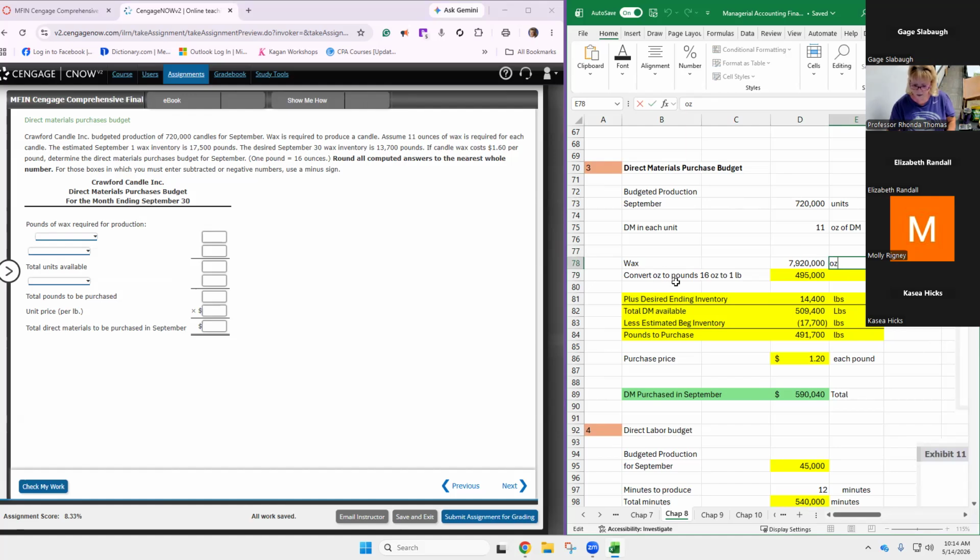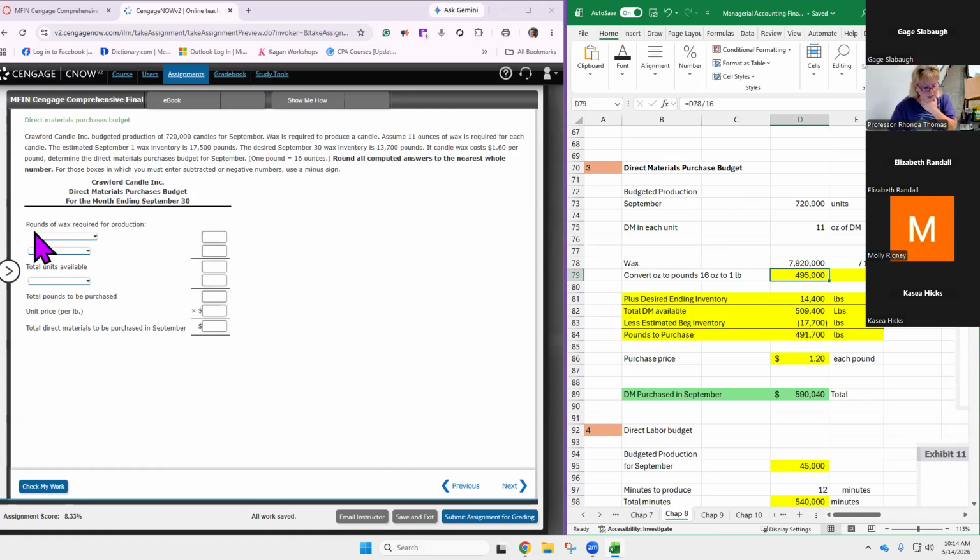And I said convert ounces to pounds. So there's 16 ounces equals 1 pound. All right, and then this one we want to divide by 16 ounces. That's how we're getting 495,000 pounds.